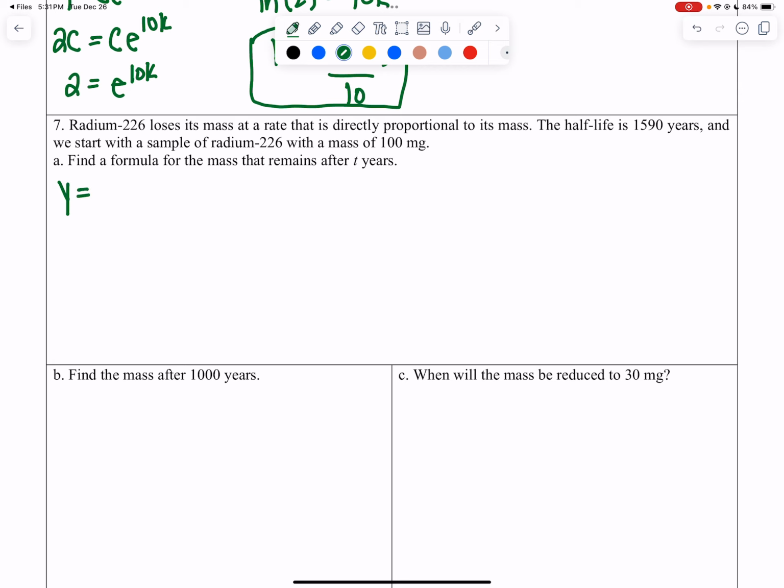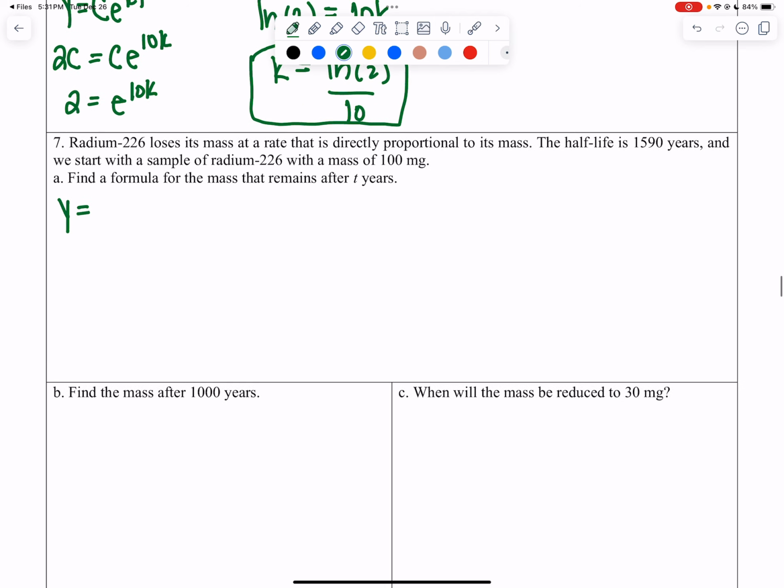Now, if you took chemistry, then you should know the half-life formula. We also talked about the half-life formula back in pre-calc. However, in this example, we are actually going to derive that formula using, of course, separation of variables. Or in this case, we already know that the formula is y is equal to c e to the kt.